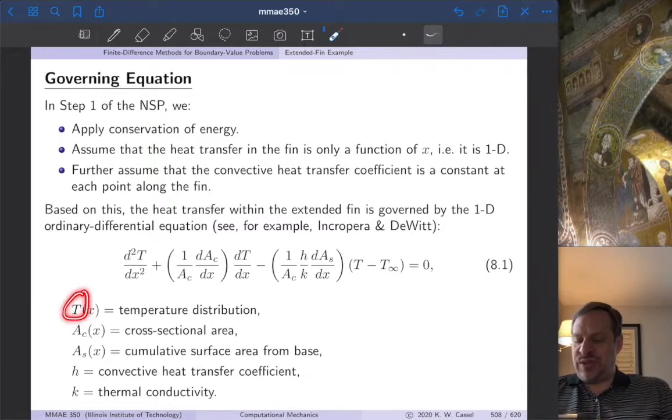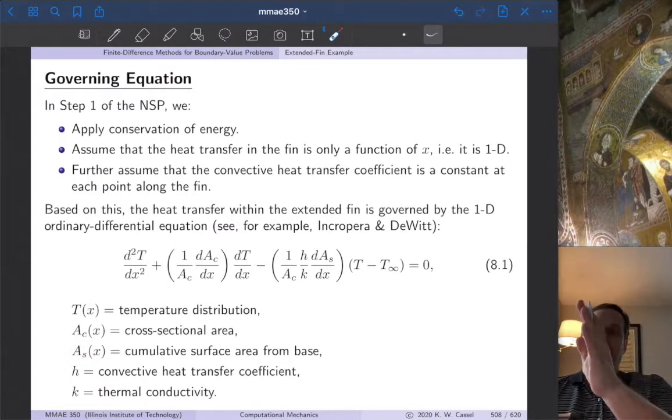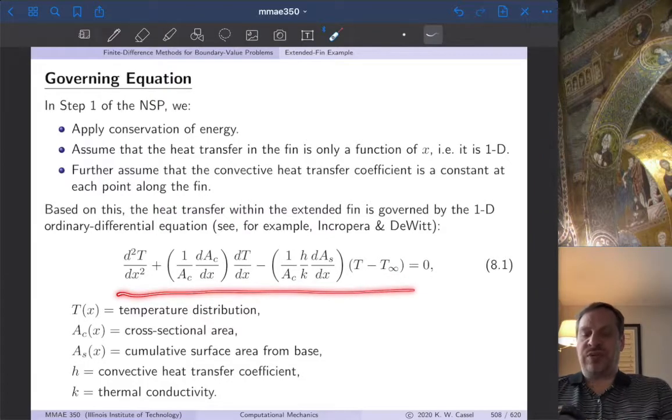The capital T is the temperature. A sub C is the cross-sectional area. You notice it will allow that to change with x along the length of the fin. A sub S is the cumulative surface area from the base, so it starts at 0 at the base and it increases along the length of the fin. h and k again are the convective heat transfer coefficient and the thermal conductivity. And you see here T infinity, so you see all those parameters in here.